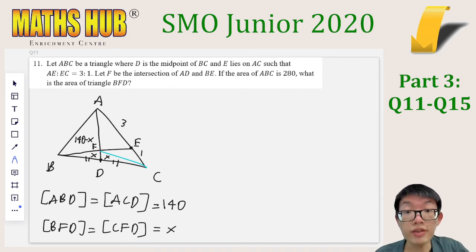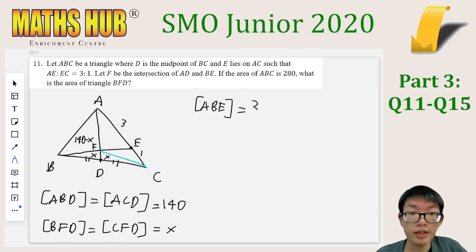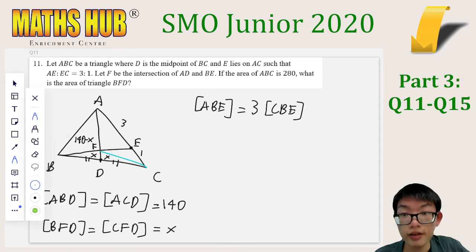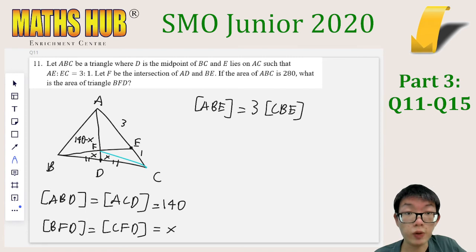Now, AE to EC is 3:1. Likewise, I can say a couple of things. I can say that ABE is 3 times CBE, because these two triangles here have the same height, but the bases are in the ratio 3:1. Since ABE and CBE split up the whole triangle ABC, we can say that ABE is 3/4 of the area, which is 210, and CBE is 1/4, which is 70.